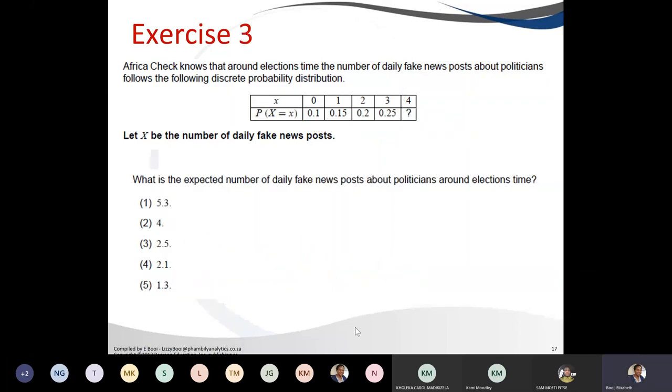Okay, so the expected values? I said it was number 3, 2.5. It's 2.5 because you multiply all of them. So you will say the sum of x times p(x), which gives us 0 times 0.1, which is the same as 0, plus 1 times 0.15 is 0.15.